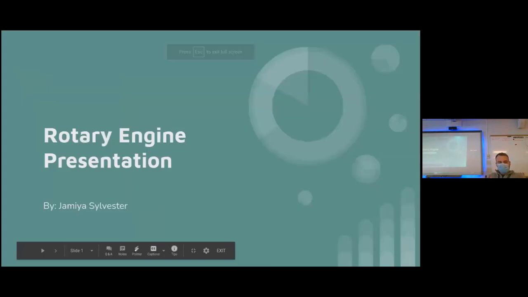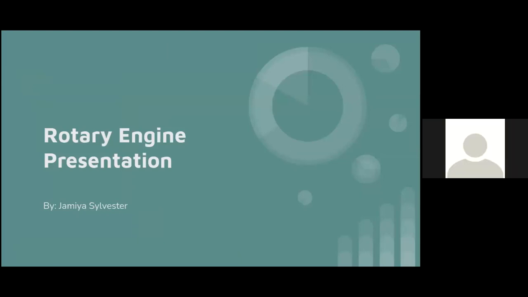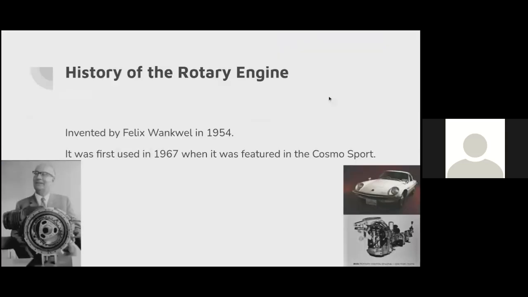All right. So do I just go? Yep, we're all listening. We're ready. My presentation was the rotary engine. This is of course by me. The history of it: it was invented by Felix Wankel in 1954. It was first used in 1967 when it was featured in the Cosmo Sport, which is one of the earlier sports cars.